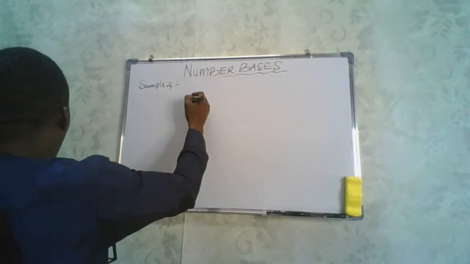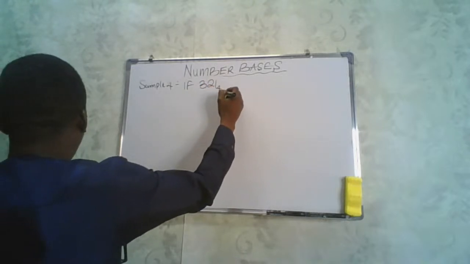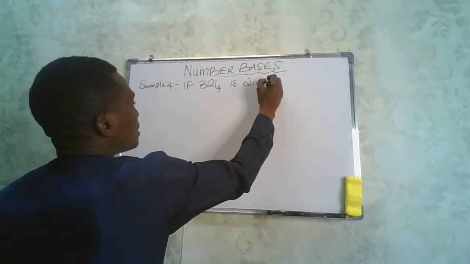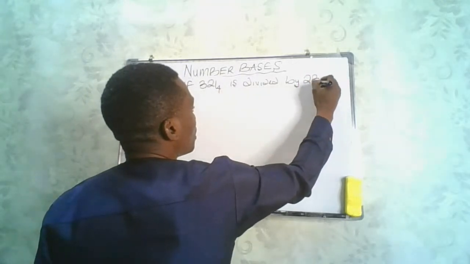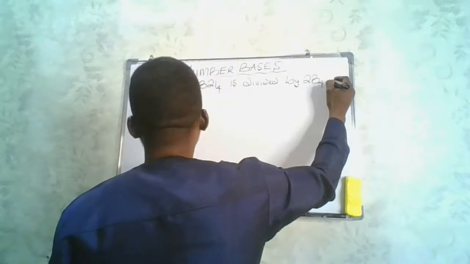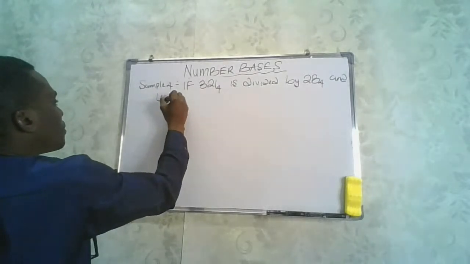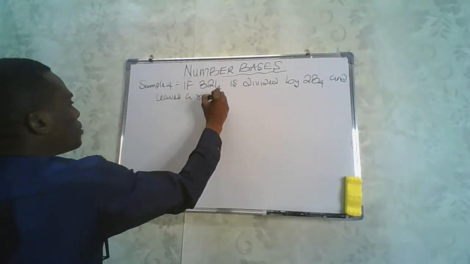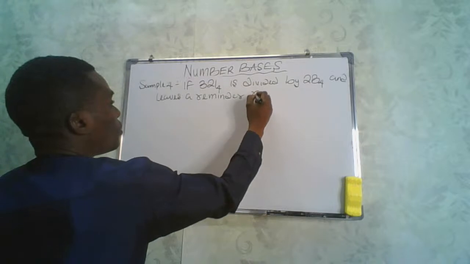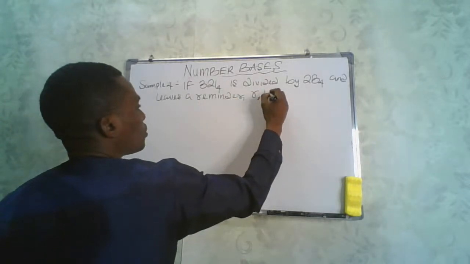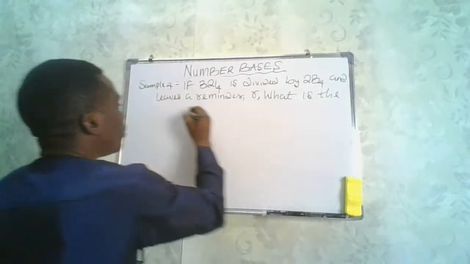In sample 4, we are told that if 321 base 4 is divided by 23 in base 4, and it leaves a remainder R. It leaves a remainder R. The question is, what is the value of R?